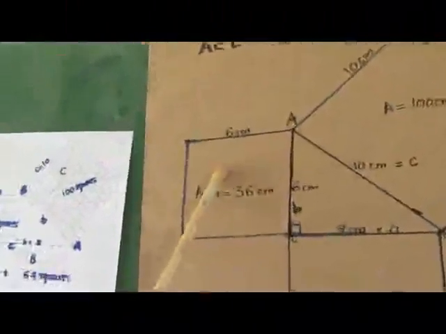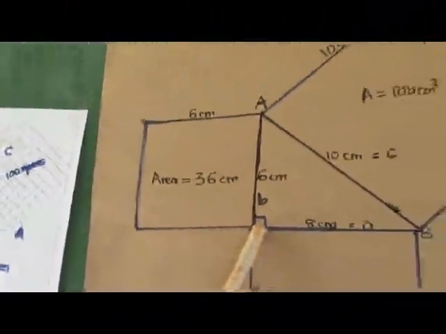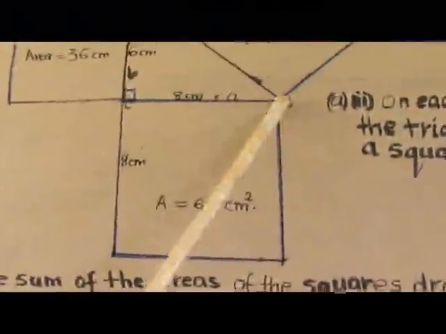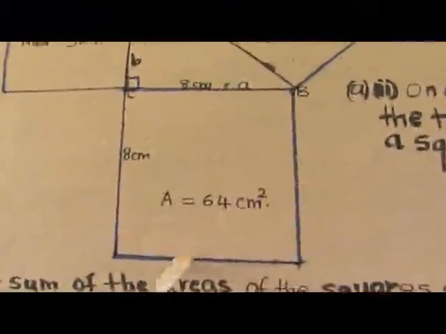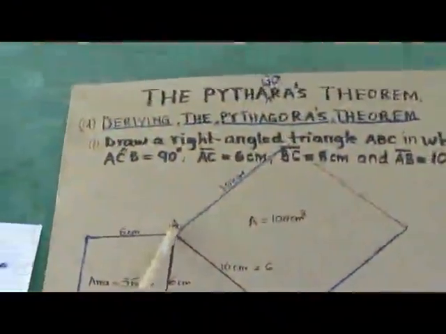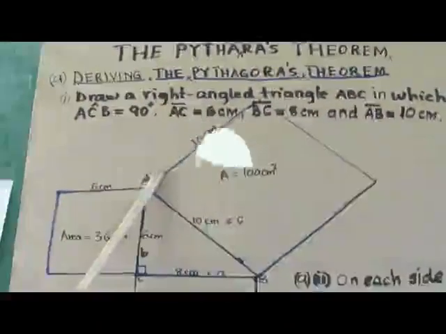Then you draw like this one. This is a square. Call it square A. Then you extend the base of this triangle by forming a square. So you draw a square on the side BC, which is this one here. This is a square. Then on the third side of the triangle, we draw a square also. This is the hypotenuse. You draw another square.